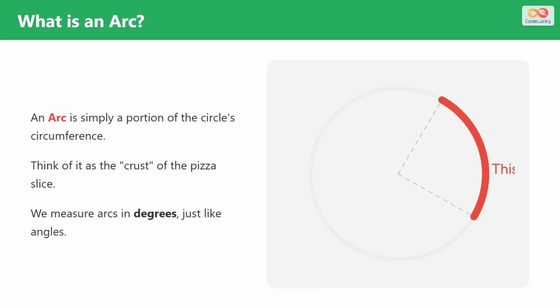Now, let us look at the arc. An arc is just a portion of the circle's circumference. If the central angle is the pizza slice, the arc is the crust. Just like angles, we can measure these arcs in degrees.